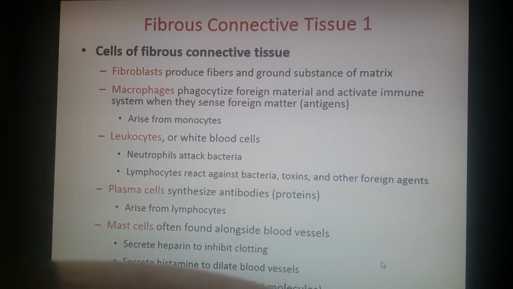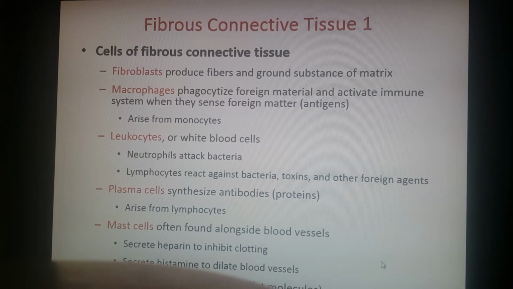Other cells are leukocytes, a type of white blood cell, again helping with our immune system. The plasma cells are part of our immune system and make antibodies, which are a type of protein against a particular pathogen. So once they encounter a specific one, they make a specific protection against that particular pathogen.